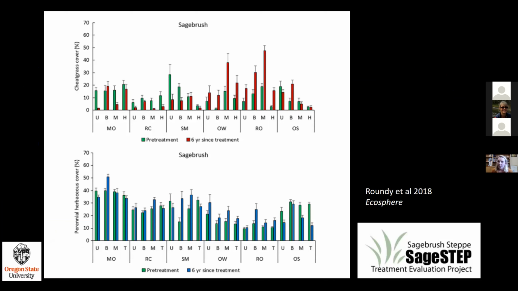So this is some data that one of my colleagues on the project, Bruce Roundy, put out in Ecosphere a couple of years ago. Here he was looking at the cover of, in the top panel, cheatgrass, and the bottom perennial herbaceous cover. This is looking at 6 sites. Within each site, there's the untreated plot, burn treatment, mechanical treatment, and herbicide treatment. On the top panel, the green bars are pre-treatment. The red bars are 6 years post-treatment. So what we're looking at here is how cheatgrass changed as a result of these different management treatments.